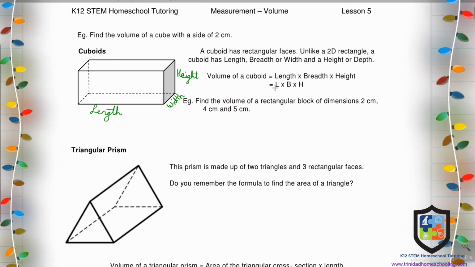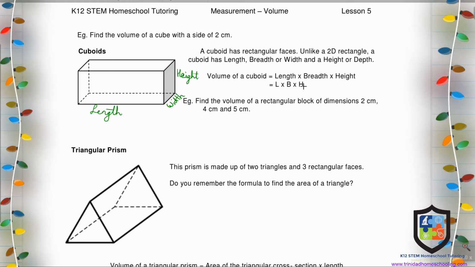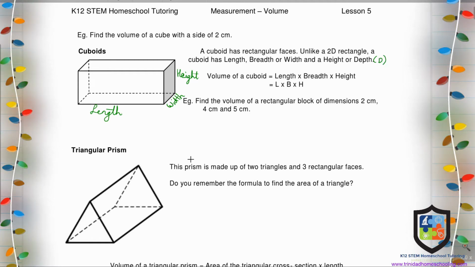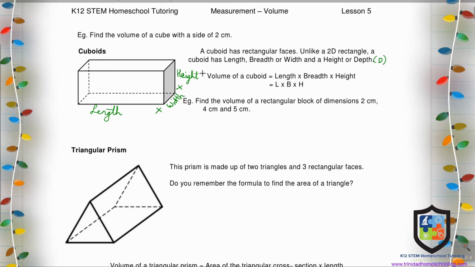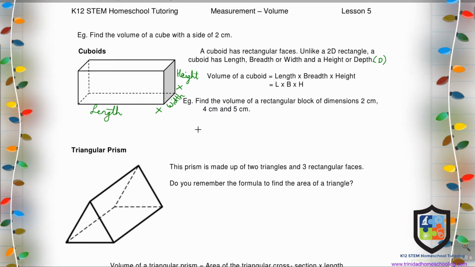Alright, now we use L, capital L, to represent length, a B or a W to represent width or breadth, and H to represent height, or the letter capital D to represent the depth. And the volume, your formula that you need to remember, is your length multiplied by your width or breadth multiplied by your height or your depth. So let's look at an example. Find the volume of a rectangular block of dimensions 2 centimeters, 4 centimeters, and 5 centimeters.